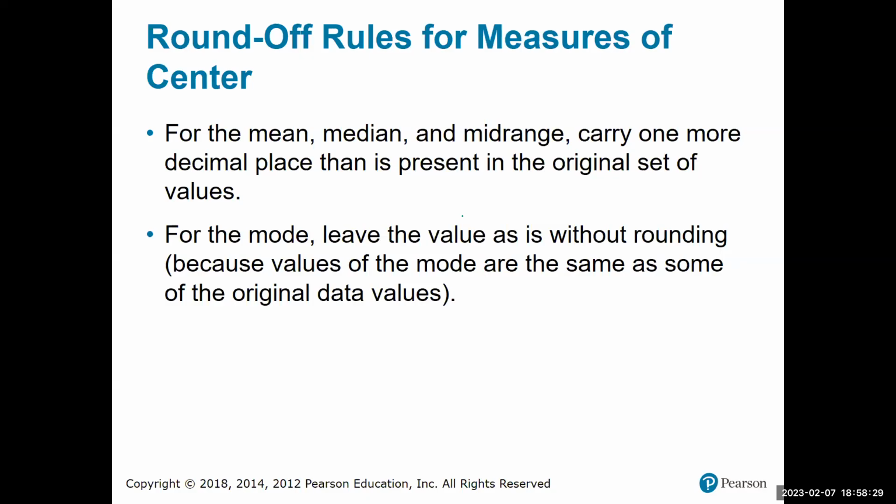All right, so round-off rules for measures of center. We've already talked about it a little bit. For the mean, the median, and the mid-range, carry one more decimal place than is present in the original set of values. So if your data values are whole numbers, no decimal places, you go out to 1 with your mean, median, and mid-range. If your data values go out to 1, then your measures of center go out to 2. So you go 1 more, even when you don't think you would have to.